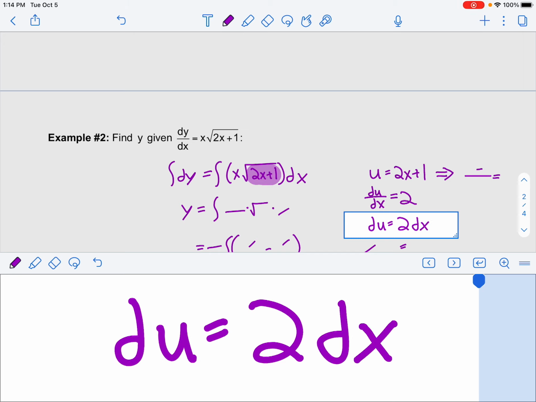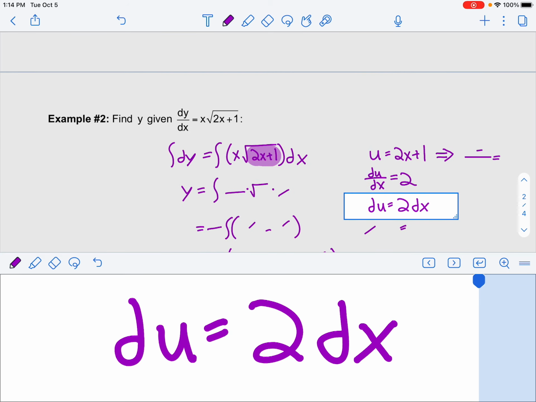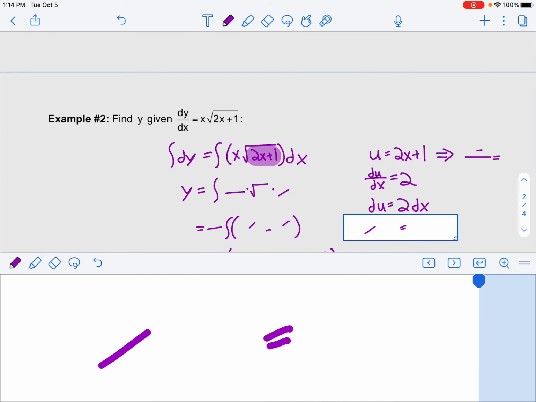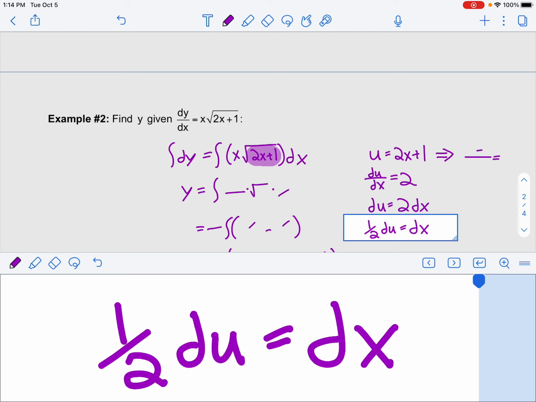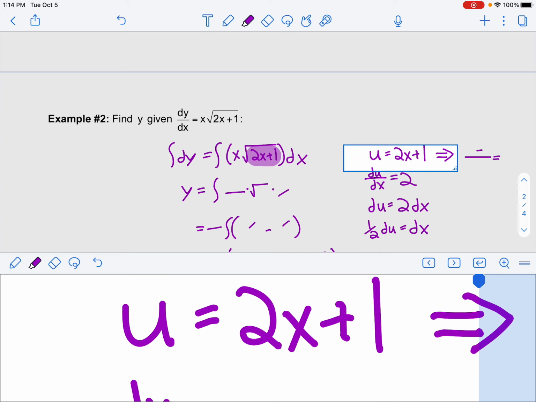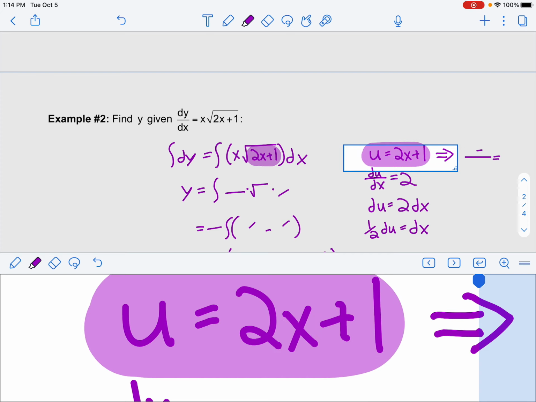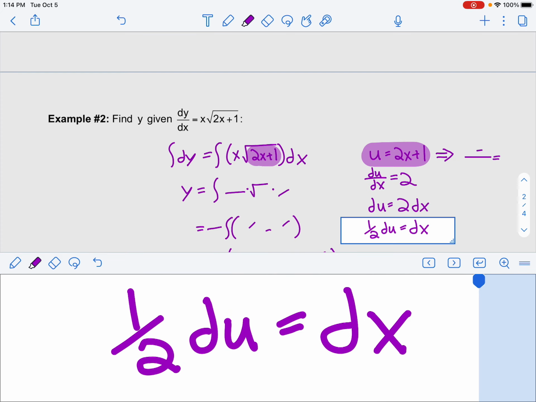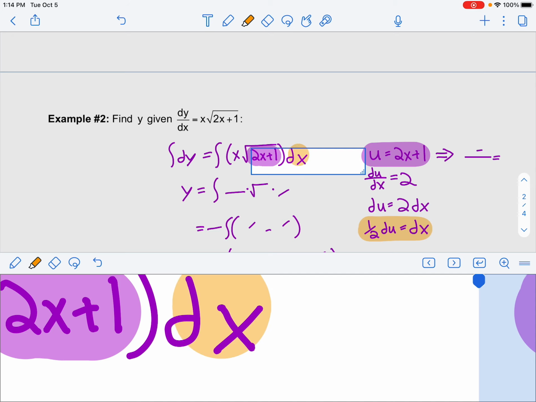But I actually want to solve for the dx here. So I'm going to get 1/2 du is equal to dx. So a couple of substitutions I'm going to make here: u is equal to 2x plus 1, and dx is equal to 1/2 of du. So I can substitute that in as well.